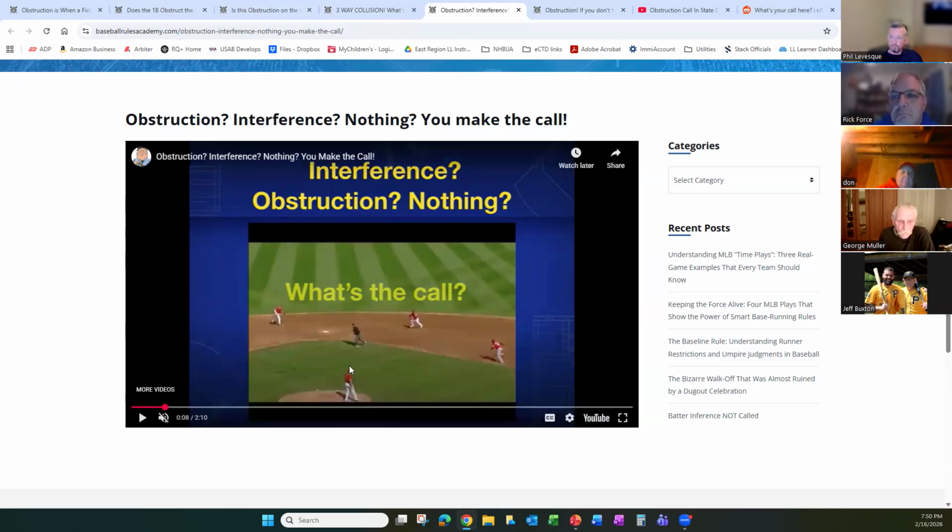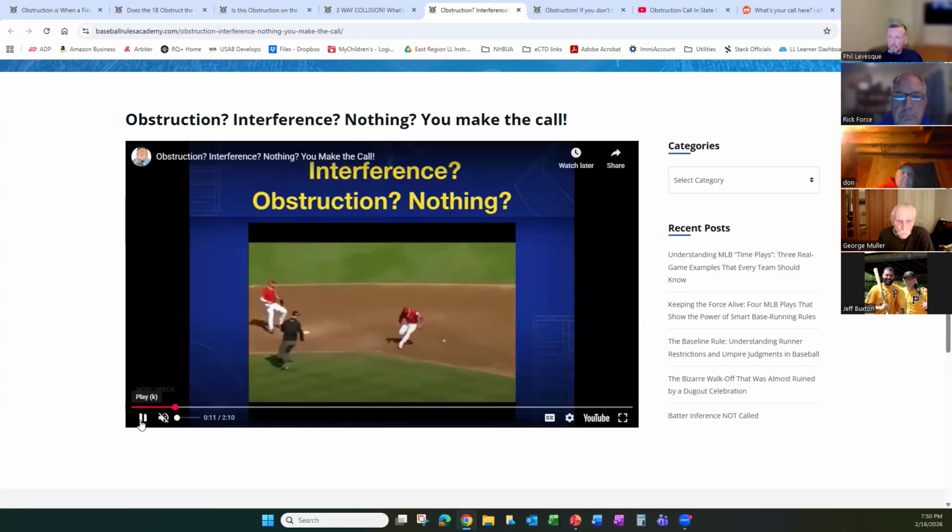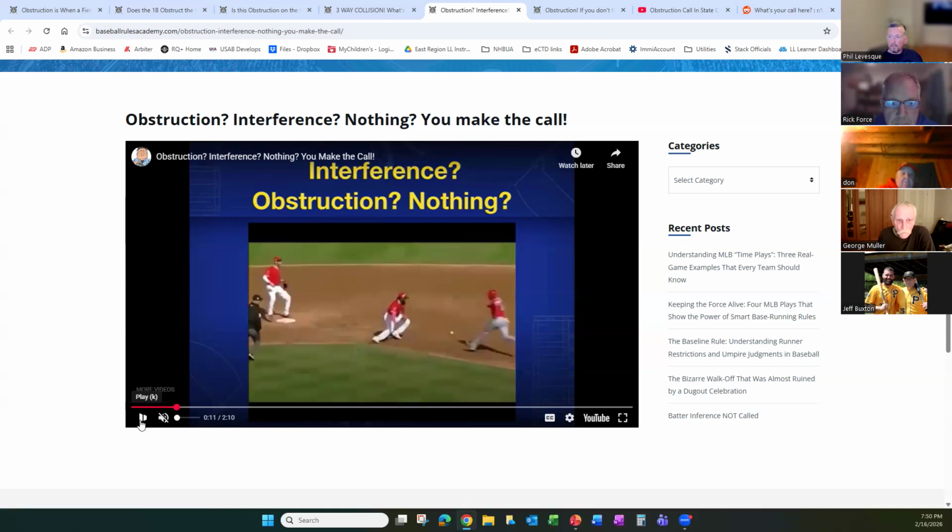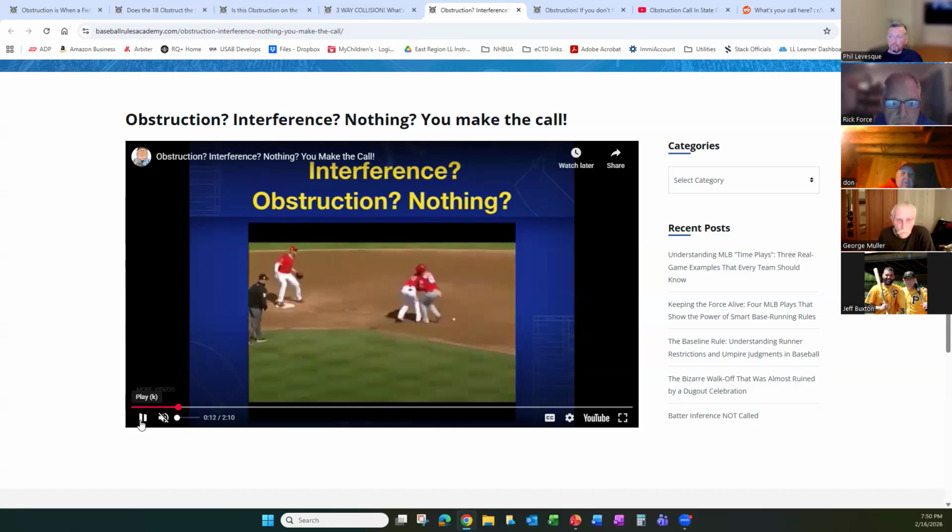Thanks, Rick. Let's watch another play here. We have a second baseman who doesn't field a routine ground ball. The ball is about that far away from him. And now we have a collision.